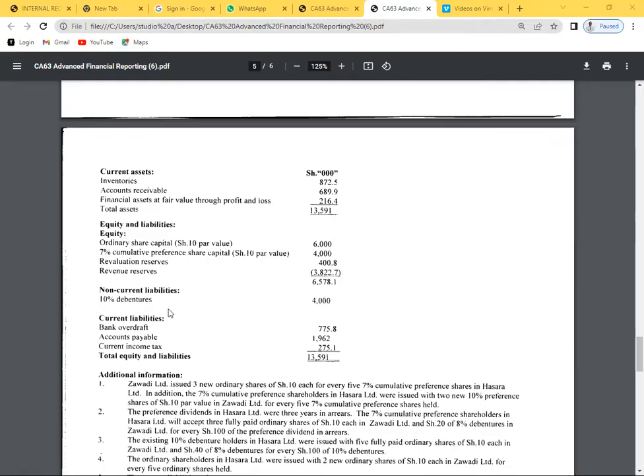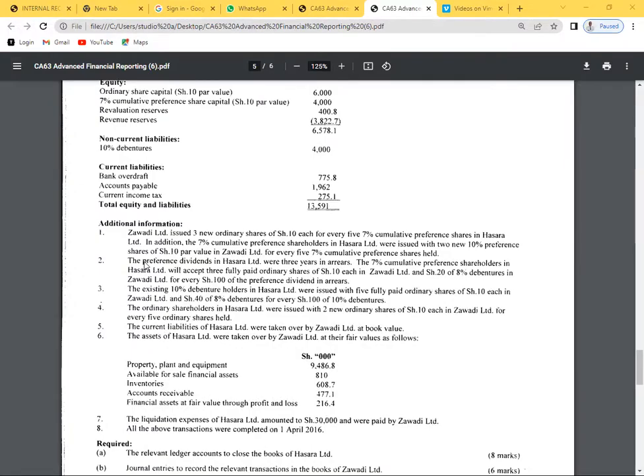So then we look at note number one. Note number one, we go to my purchase consideration. I'm told Zawadi Limited issued 3 new ordinary shares of shillings 10 each for every 5 7% cumulative preference shares in Hasara Limited.